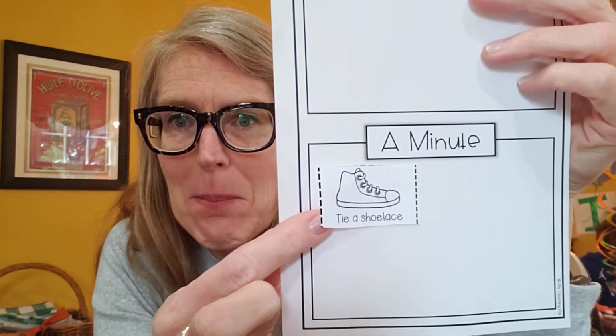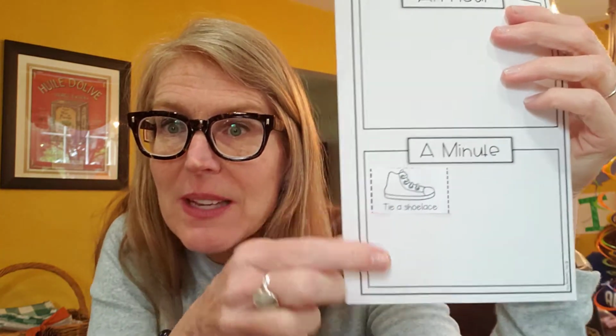Okay. Did that take me an hour to do? Or probably just a minute to do? Probably just a minute. So what I'm going to do is put some glue on my tie a shoelace, right? And I'm going to put it down in my a minute box because it really only took me like a minute. It might take me a couple more minutes if I'm learning how to tie it, but it really happens pretty quick, okay? All right.